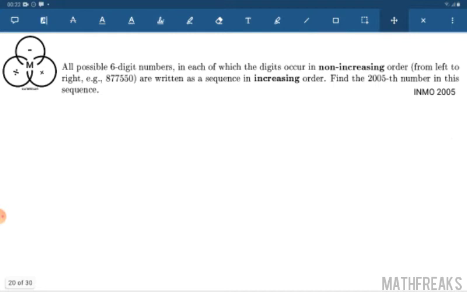Question directly from INMO. All possible 6-digit numbers in each of which the digits occur in non-increasing order from left to right, for example 87750, are written as a sequence in increasing order. Find the 2005th number in this sequence.